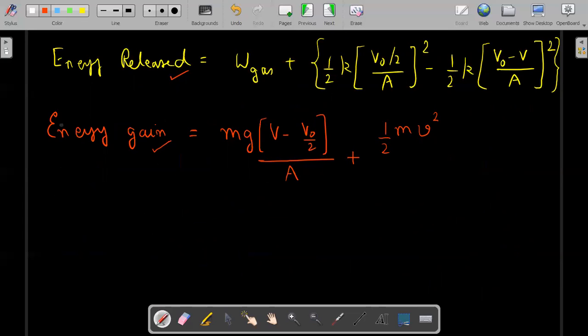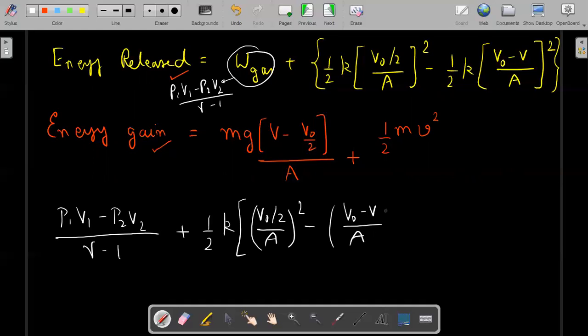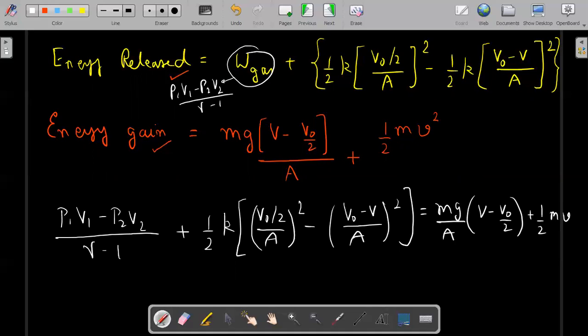And therefore, you can write that the work done by the gas, which was P1 V1 minus P2 V2 over gamma minus 1. So we write (P1 V1 minus P2 V2) divided by (gamma minus 1), that is the work by the gas, plus half K times [(V naught by 2 divided by A) whole squared minus ((V naught minus V) divided by A) whole squared] equals mg by A times (V minus V naught by 2) plus half m v squared. Okay.